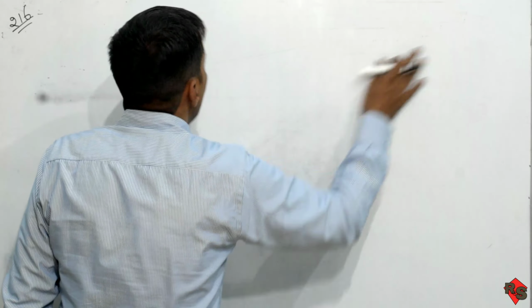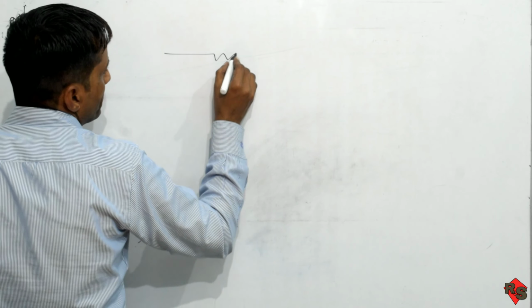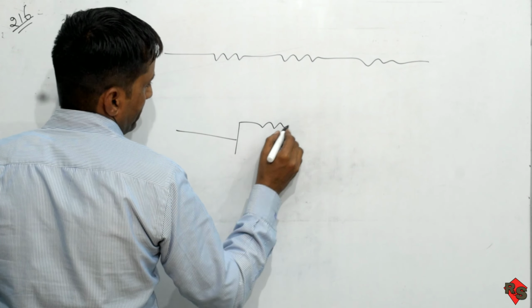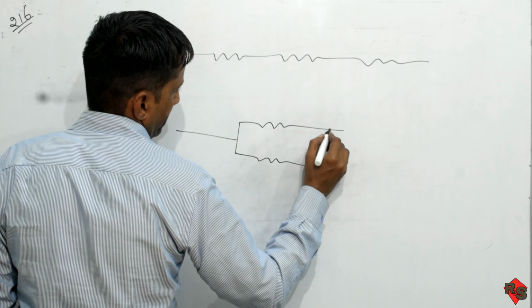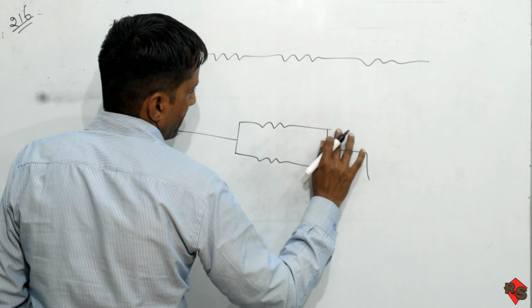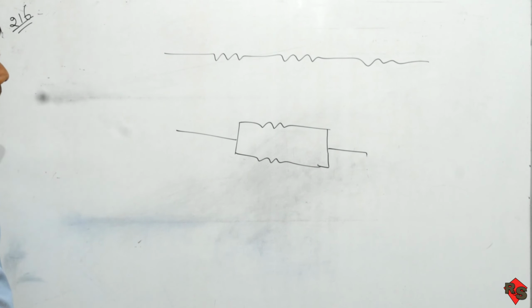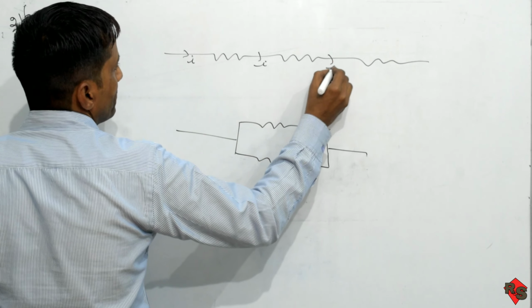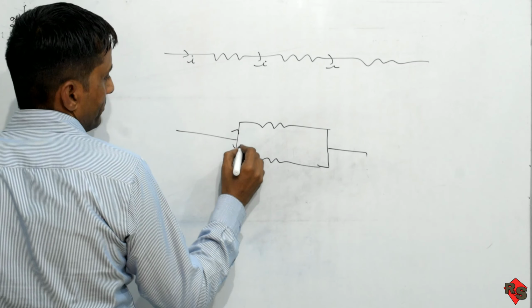And the next question is, what are the advantages of connecting electrical devices in parallel with the battery instead of connecting in series? So you can know about series and parallel. That is series and that is parallel. Here the current is the same and here the current is divided.